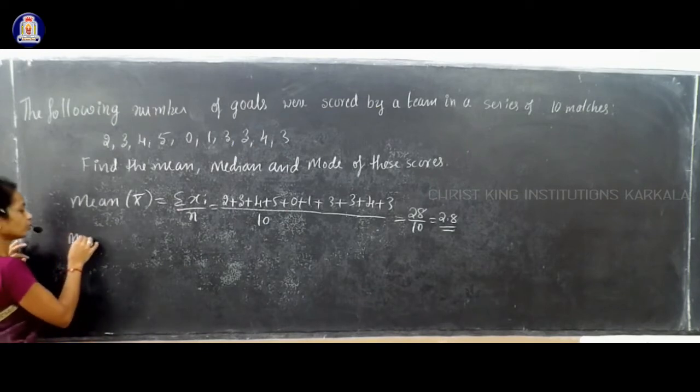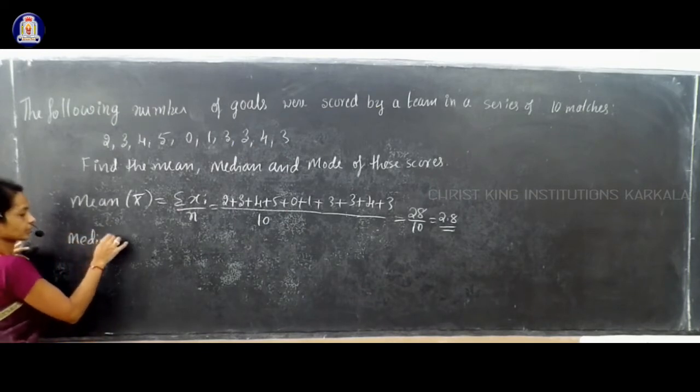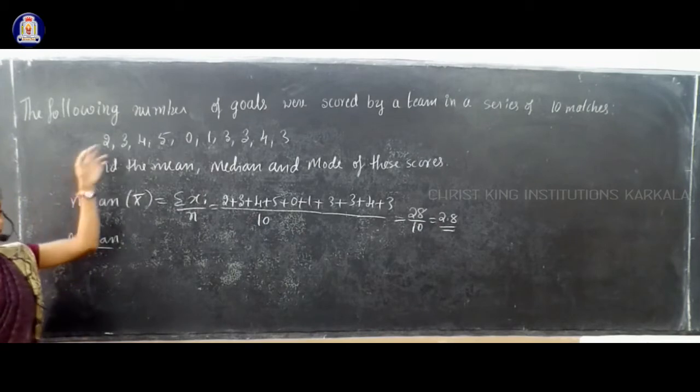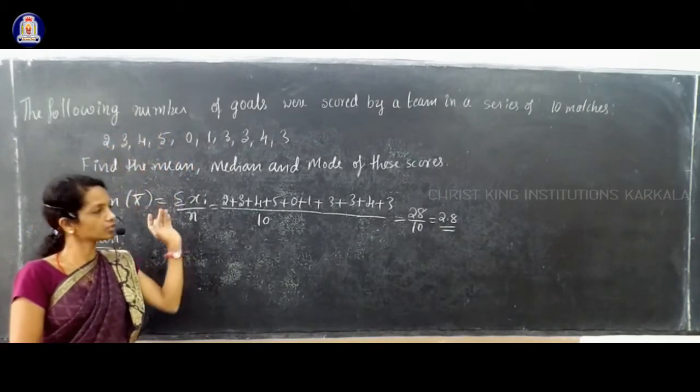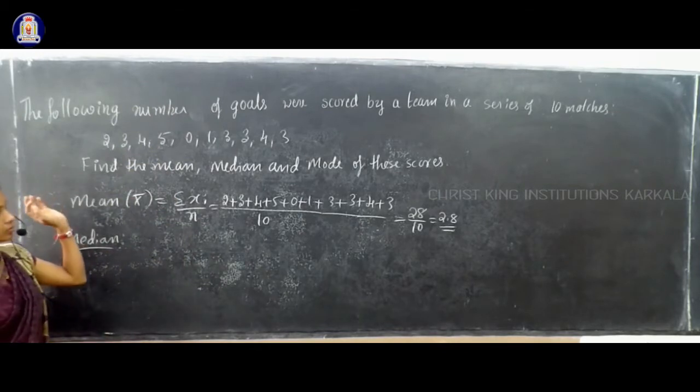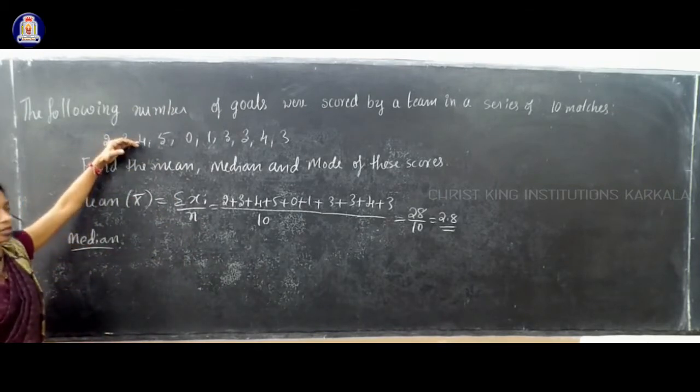After that, you have to find the median. To find the median, what do you have to do first? See, these data are in a random way. You have to arrange that data in an increasing or a decreasing order. Okay, I'll arrange that in increasing order.